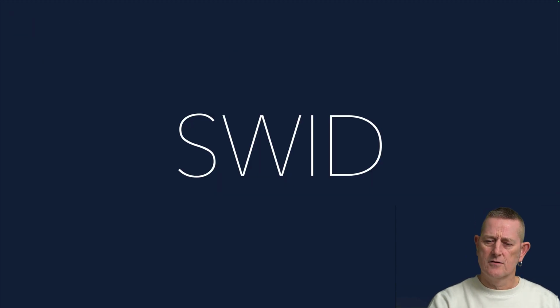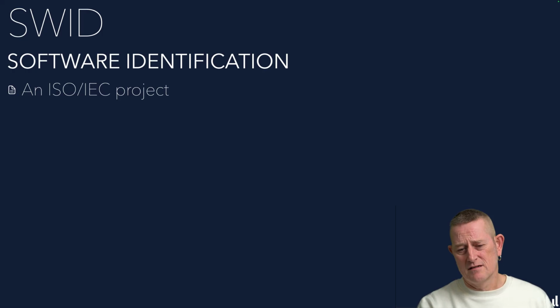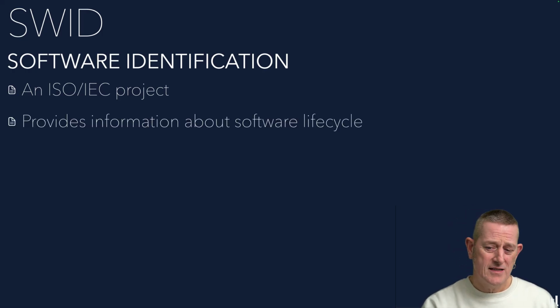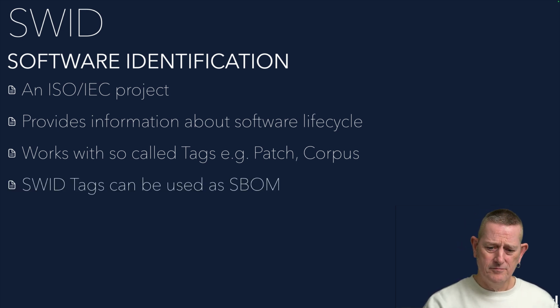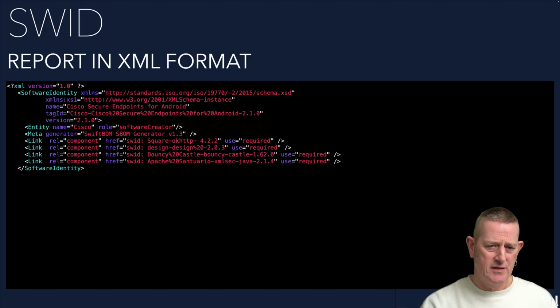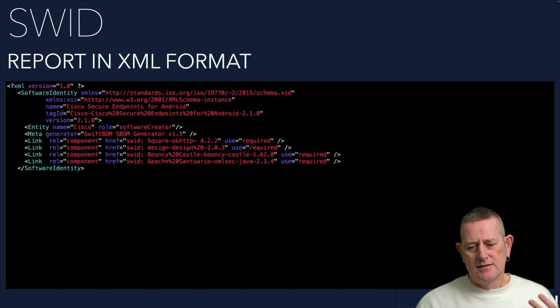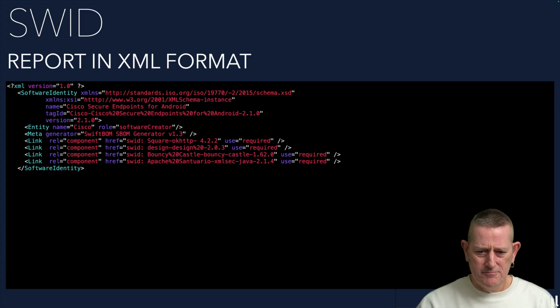So that leads me to SWID, and I already mentioned this is usually called SWID tags. It's an ISO IEC project, provides information about software lifecycle also, and it works with so-called tags, for example patch or corpus, and you can use these tags as SBOM. Like I said already, you can use it as SBOM. Here's one example in XML that I found. There are many, so you have to take a look at it because you can define the tags.